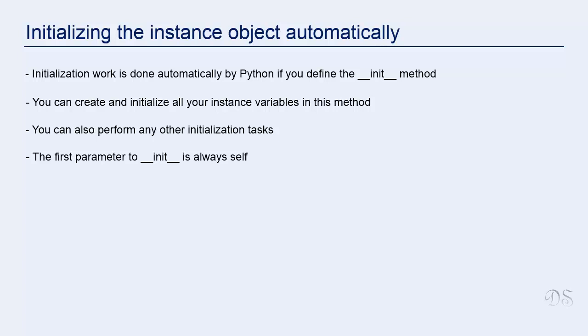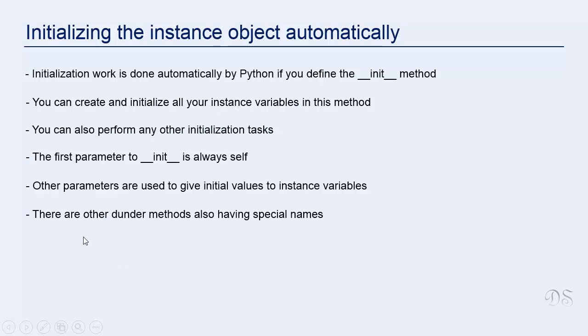Like other methods, the first parameter is always self. And after self, other parameters that are coded are used to give initial values to instance variables. These parameters can be given default values also if required.